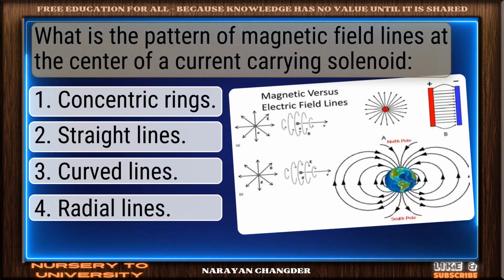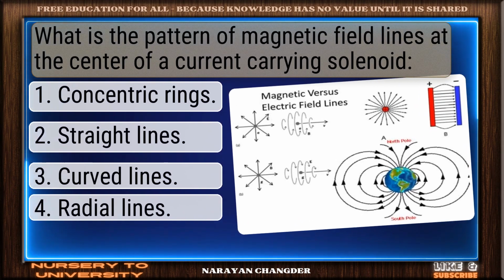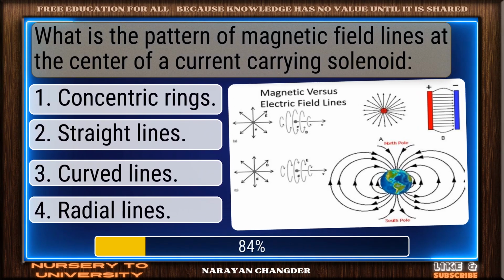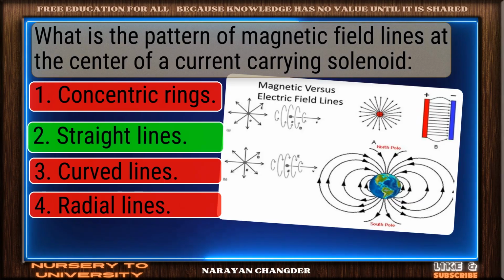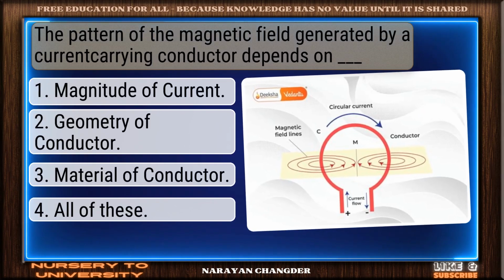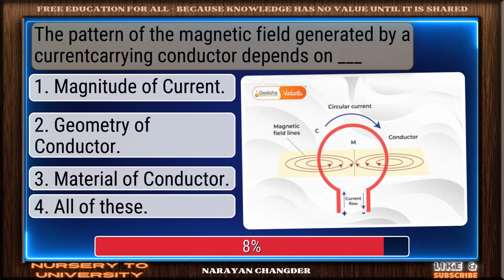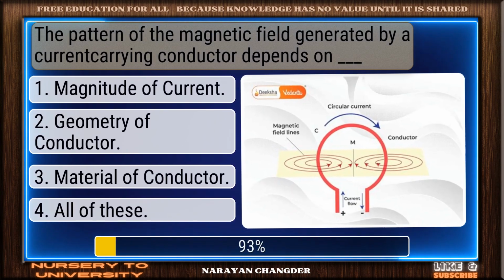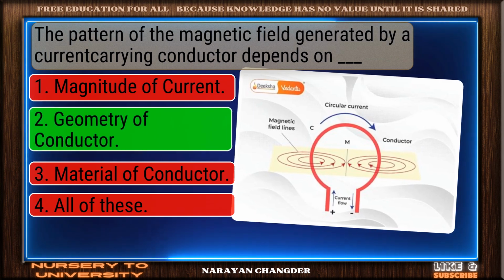What is the pattern of magnetic field lines at the center of a current-carrying solenoid? You chose straight lines. Correct. The pattern of the magnetic field generated by a current-carrying conductor depends on dash. Solid response. Geometry of conductor is valid.